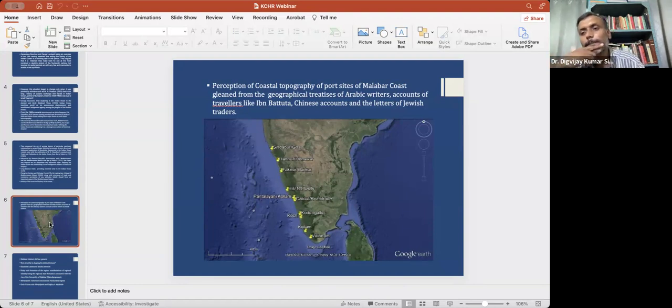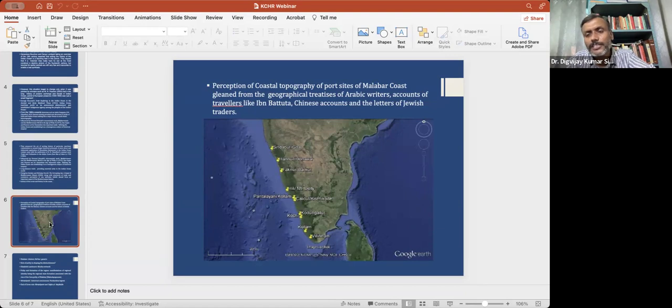Another issue that is striking is the minute detailing of these port towns: which port town would come after which port town, how many days it would take from this port town to reach another port town, distance between port towns in terms of Majra and Marhala, description about the river around the port towns and mountains, flora, fauna, in these contemporary sources. This requires explanation.